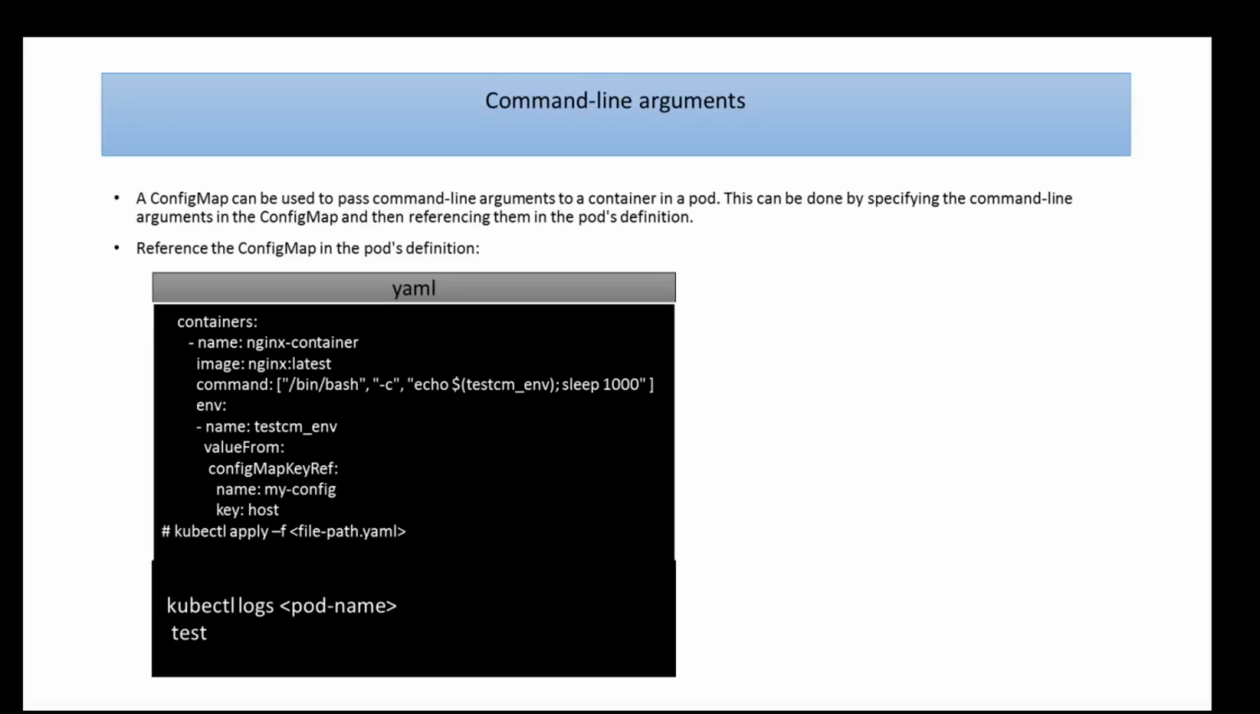Alright, next we see how to use the command line arguments, right? So you can refer to any configuration data in the command line argument as the screen says. The important one, you have to create a variable from the config map key. That name you can use in the command line. So if you do that, when the pods are running and you see the logs of the pod, you will be seeing the output of the config map values.